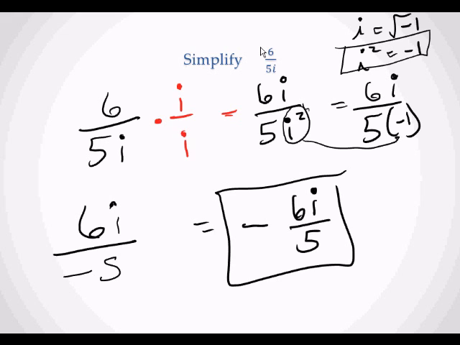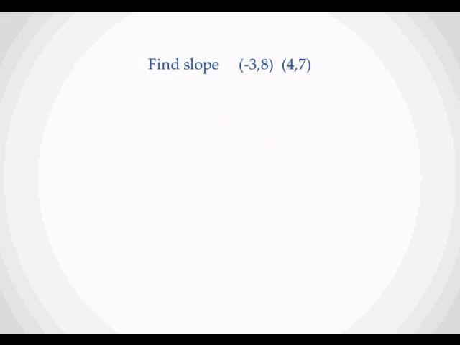Simplify means get rid of the i on the bottom of the fraction here. You cannot have i in the bottom of the fraction. You can have i in your answer, like we do. It's on the top, it's okay. But on the bottom, it's not okay.